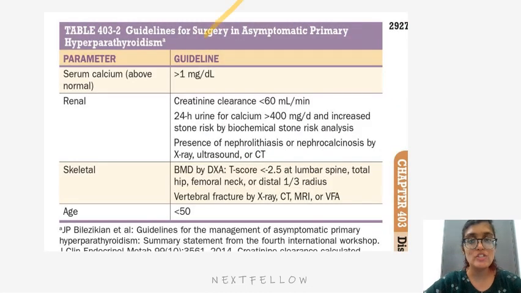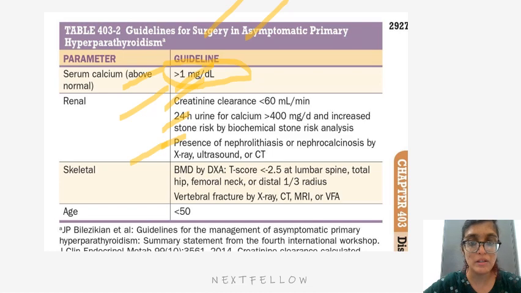Now, what are the guidelines for surgery in asymptomatic primary hyperparathyroidism? If serum calcium is above normal, that is, if it is 1 mg per deciliter more than normal. Renal: when the creatinine clearance is less than 60 ml per minute, 24-hour urine calcium more than 400 mg per day, and increased stone risk by biochemical stone risk analysis, presence of nephrolithiasis or nephrocalcinosis by X-ray, ultrasound, or CT.